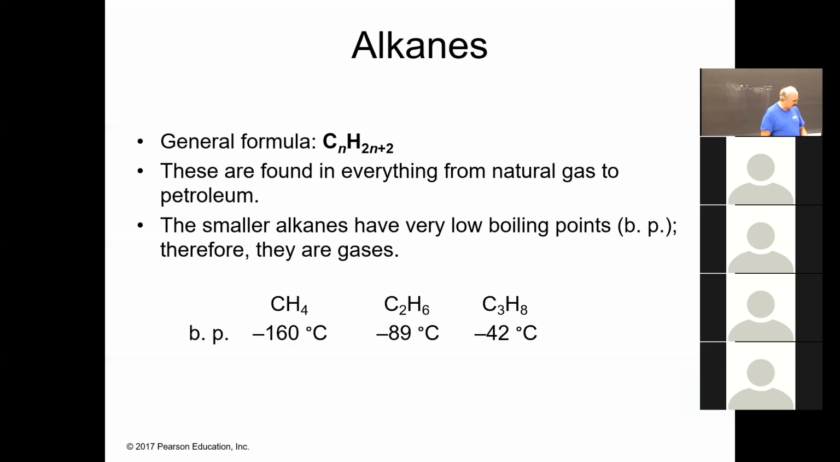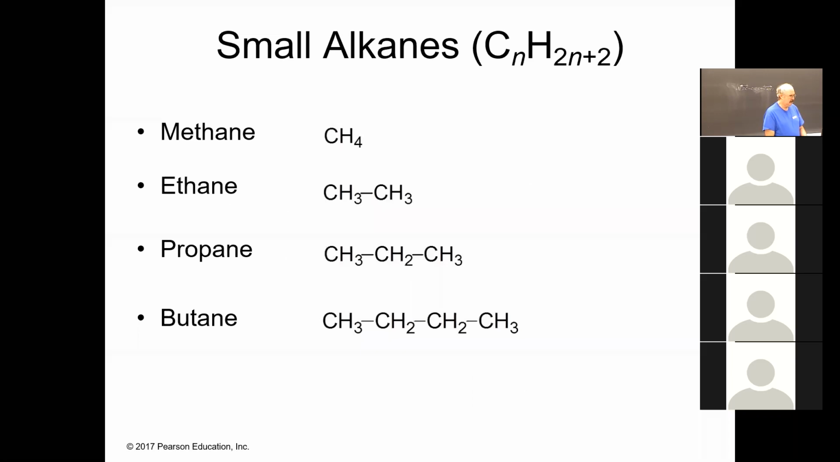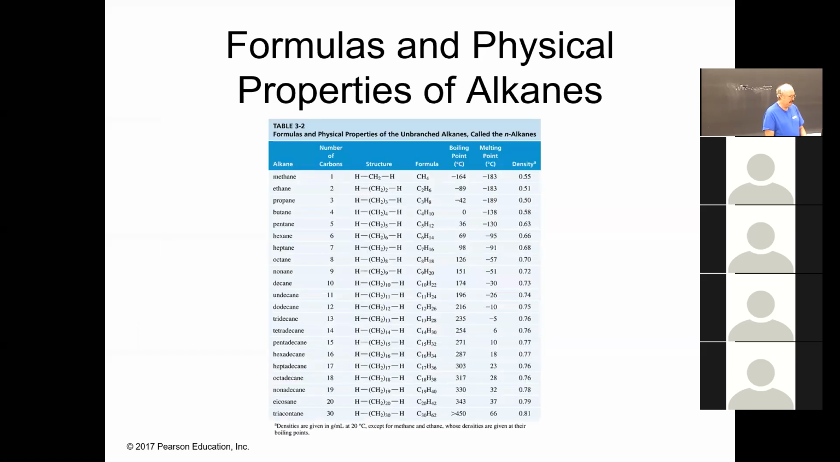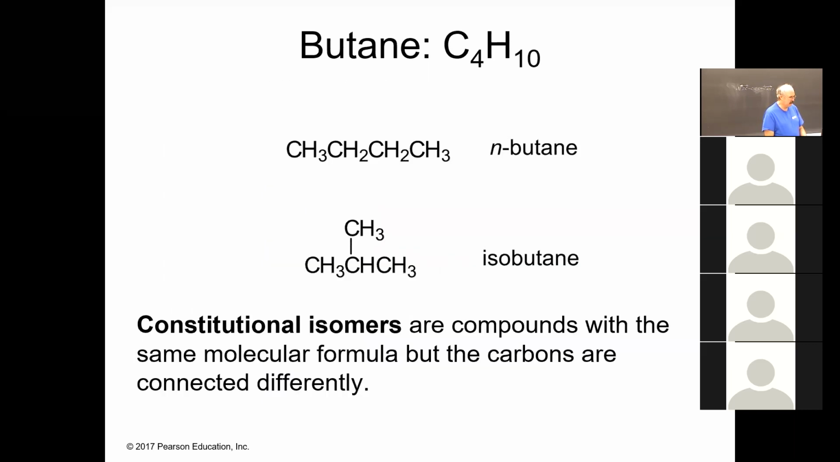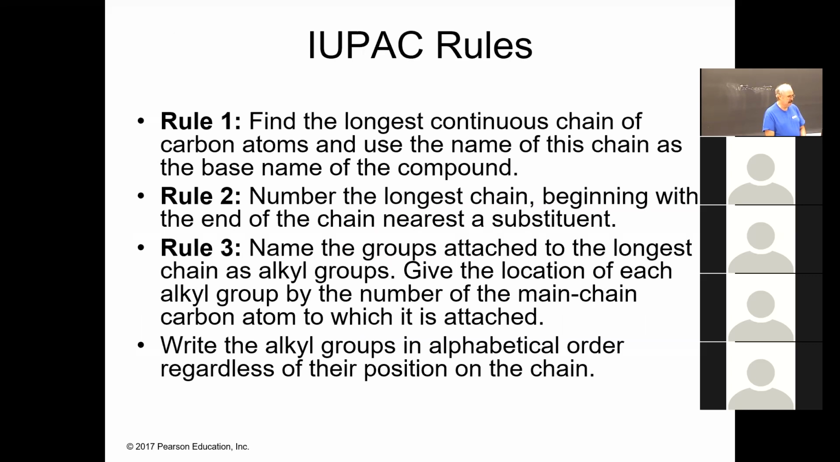Okay, this is the general formula for an alkane, CnH2n+2. Again, be able to name the first 10 alkanes. This is a repeat of the idea of constitutional isomers. Be able to name alkanes using the IUPAC system.